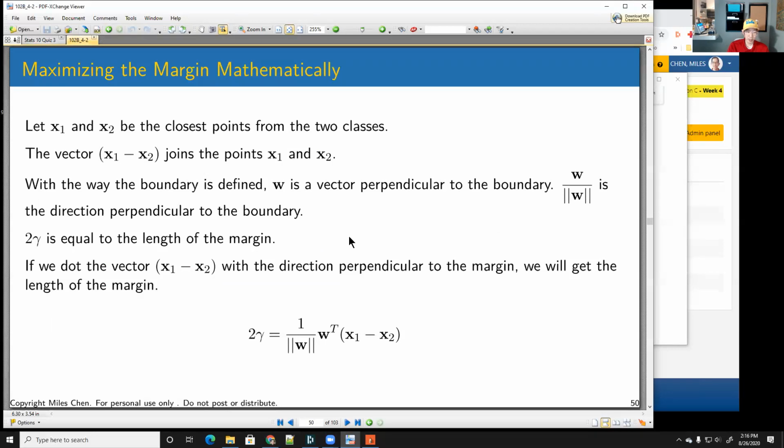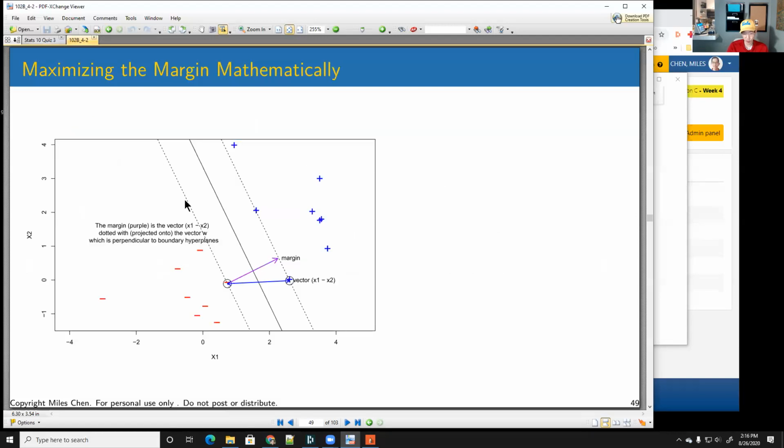Okay. All right, so x1, we're going to just let x1 and x2 be the closest points from the two classes, okay? And so the vector x1 minus x2 joins the points x1 and x2, right?